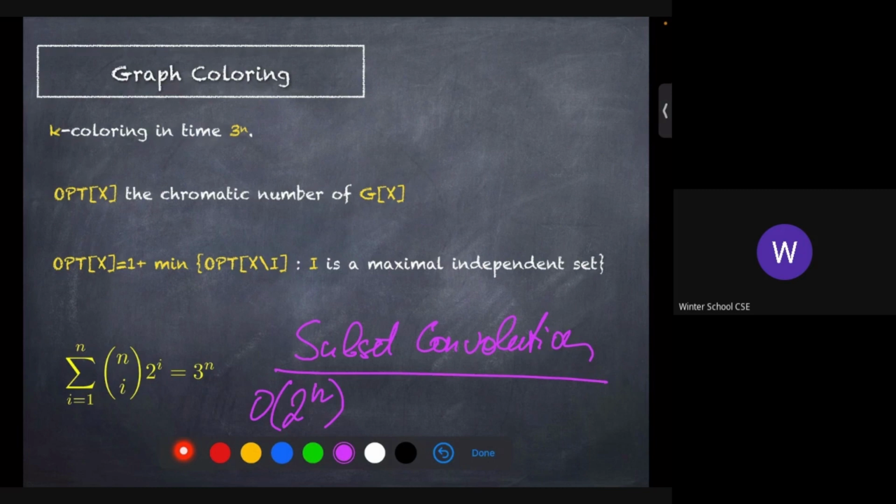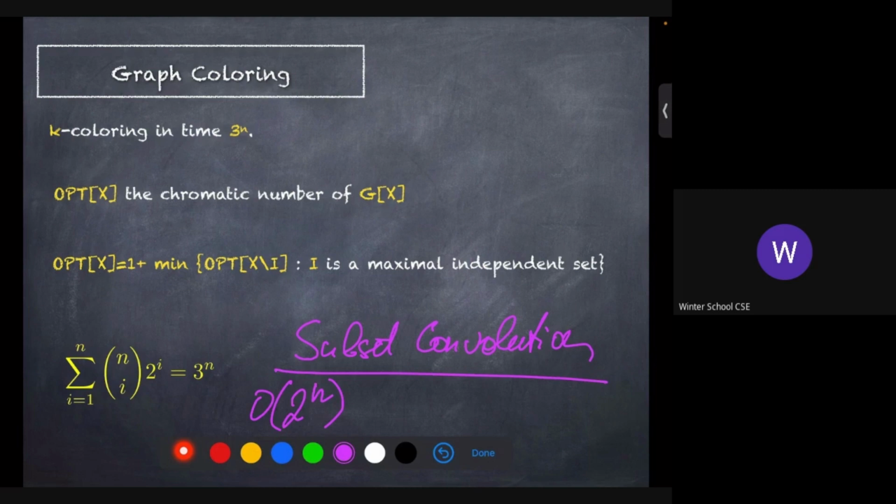Okay, and choose I. So you're looking for all subsets X. How many of these sets are here? And here you're looking also for a set, 2 to the I. This is all possible subsets of this set. So 2 to the I is all possible subsets of set X, which is of size I. And here you go through all subsets here, I. And this is what you keep.